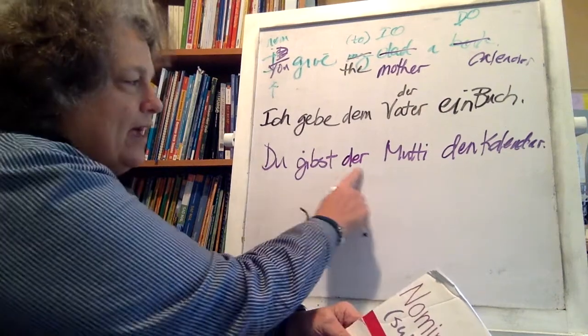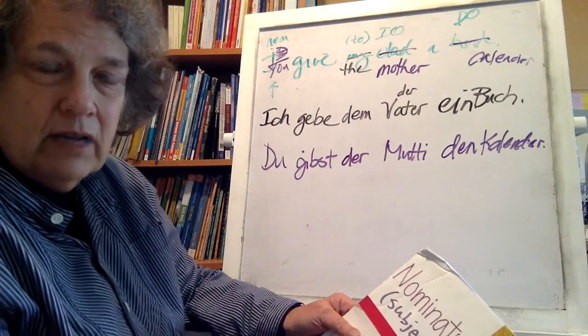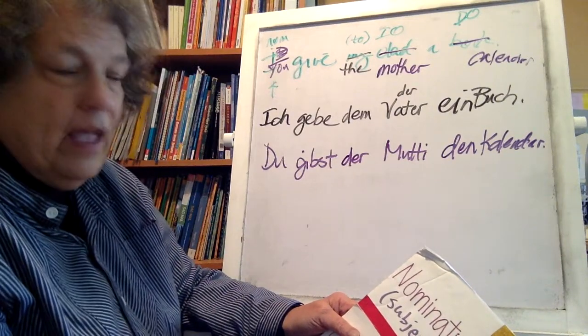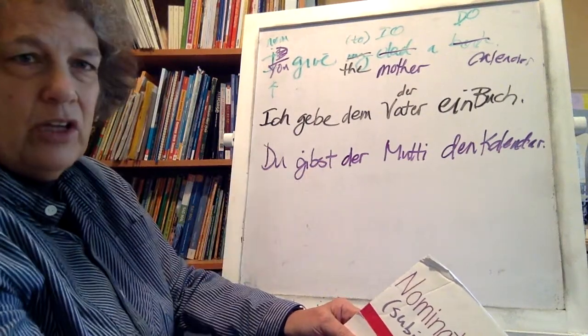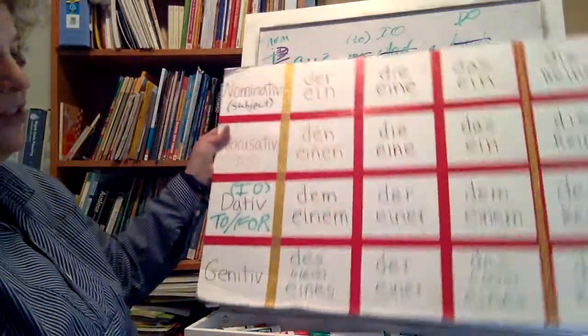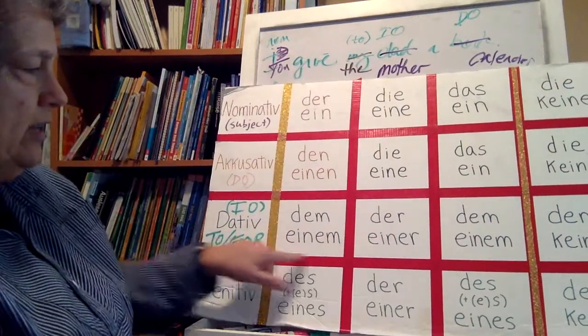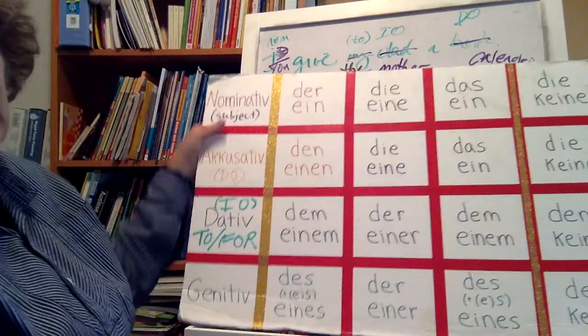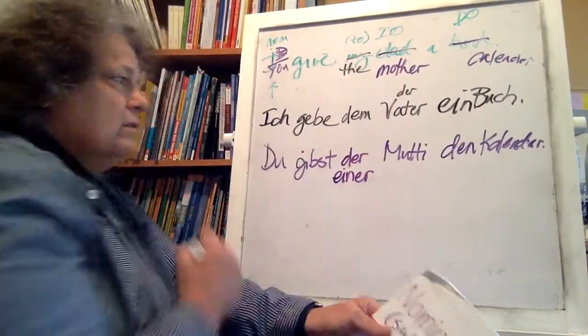Okay, you see how you're not going to get this mixed up with a der word because you know that this isn't a der word, right? Okay, and the other thing you can do is you can make these, instead of saying the mother, you could say a mother. It's the same story. It's a D word, it's the indirect object, and here's the a. So instead of der, you could say einer, right?